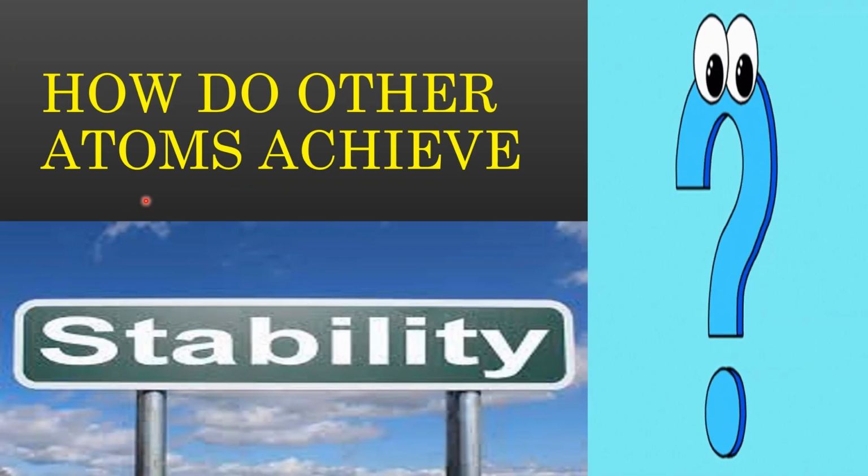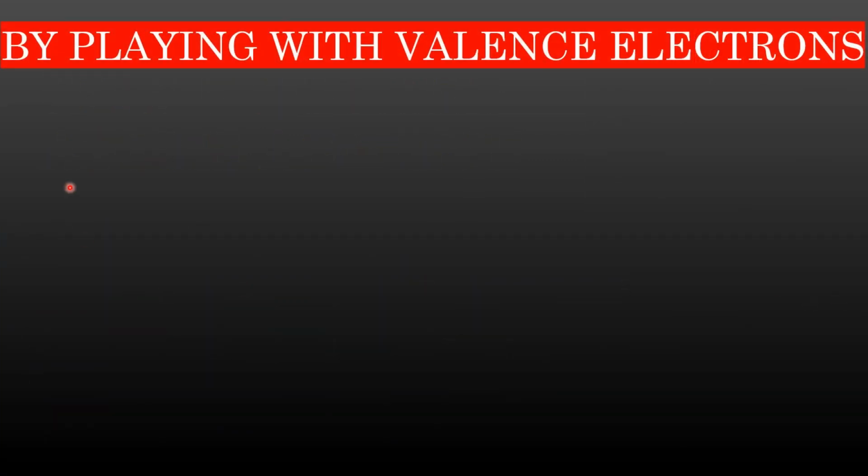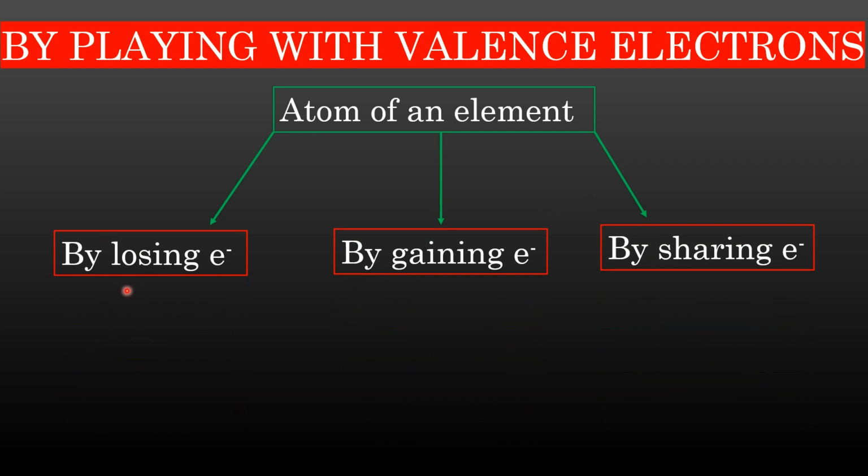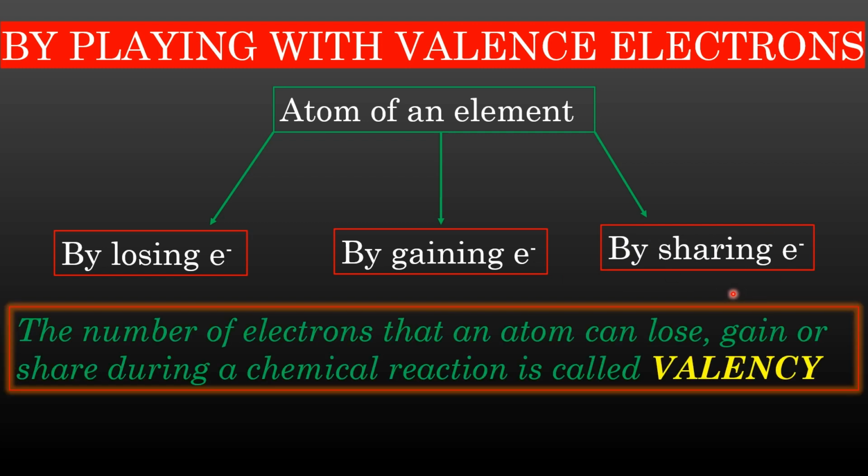Now the question comes, how do other atoms achieve stability? That is the biggest question. Let's understand that. By playing with valence electrons. When you take an atom of an element other than noble or inert gases, they have three ways to become stable: by losing electrons, by gaining electrons, or by sharing electrons with each other.